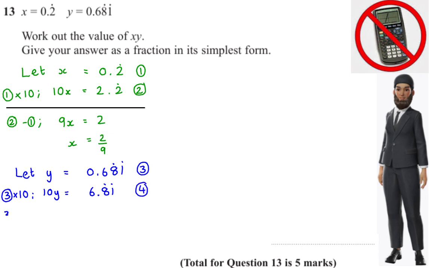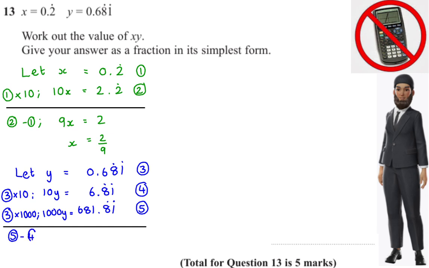So let's go back and we'll do equation number 3, multiplied by 1000. Then you should get 1000y is equal to 681.81 recurring. Now notice what's after the decimal points are identical. So let's call this equation number 5. And then we're good to do a subtraction over here. Let's line ourselves up for that. We're going to do equation number 5 minus equation number 4.